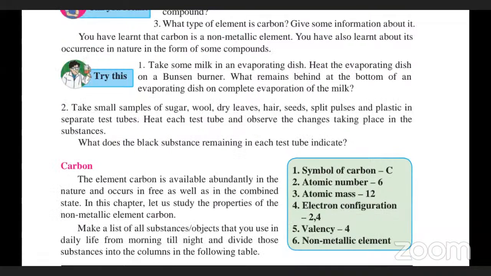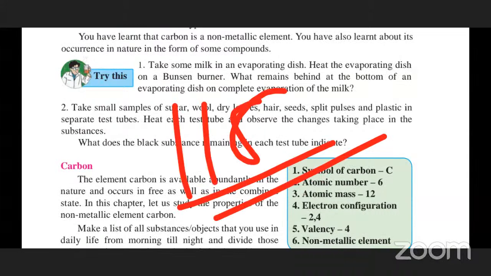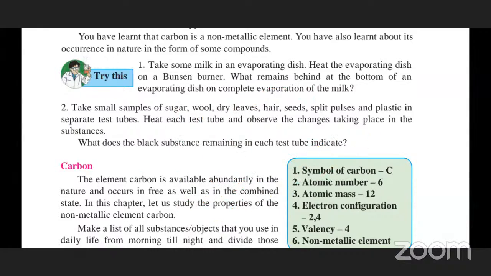Talking about carbon, if you think about all the elements present in this universe, there are 118 elements discovered till now. Many of them are natural, available from nature, and some are man-made, synthesized in the laboratory. Among these, carbon is one of the elements.